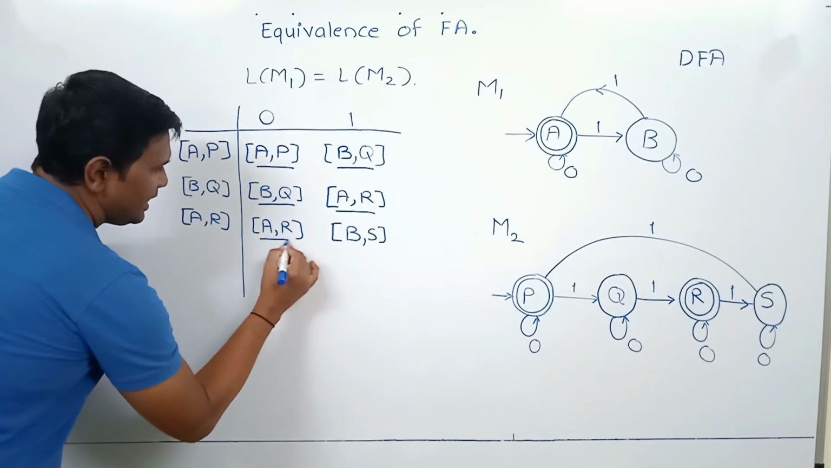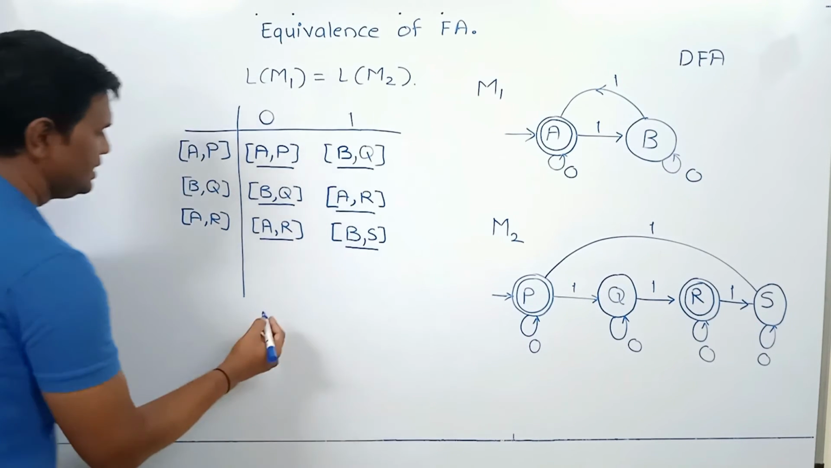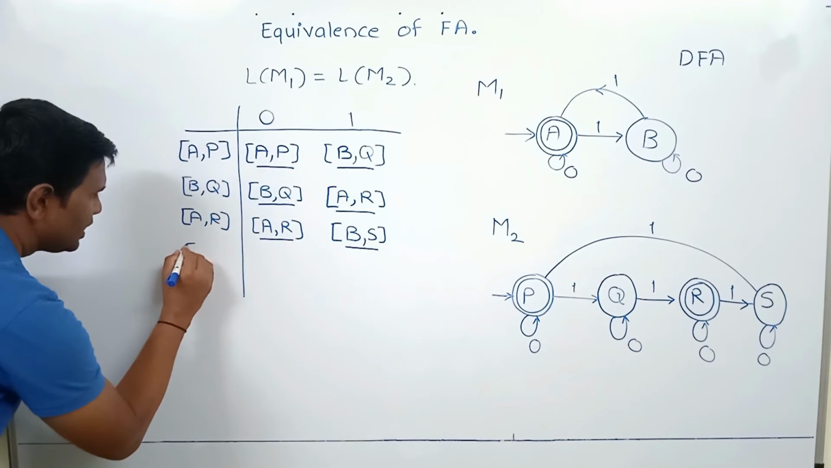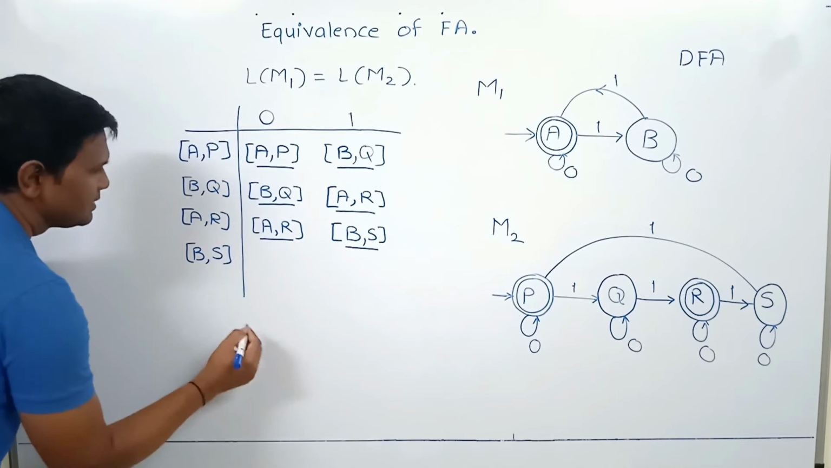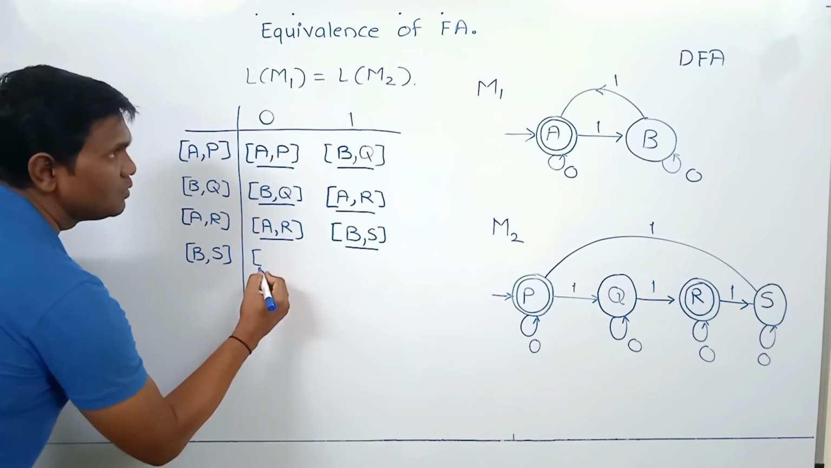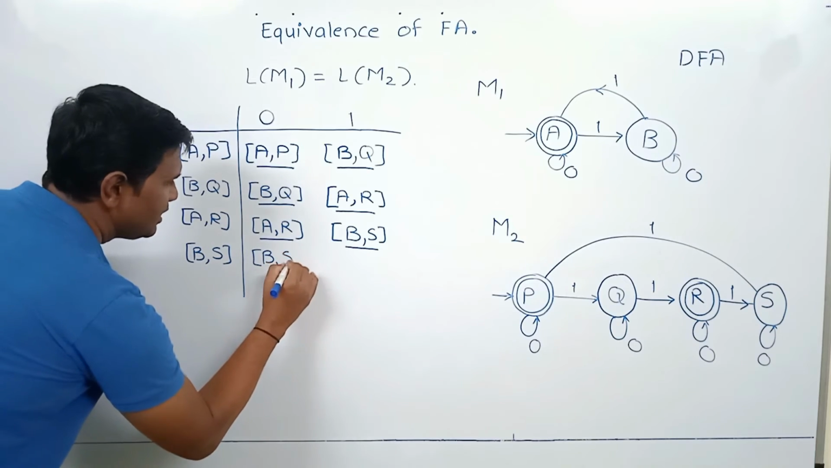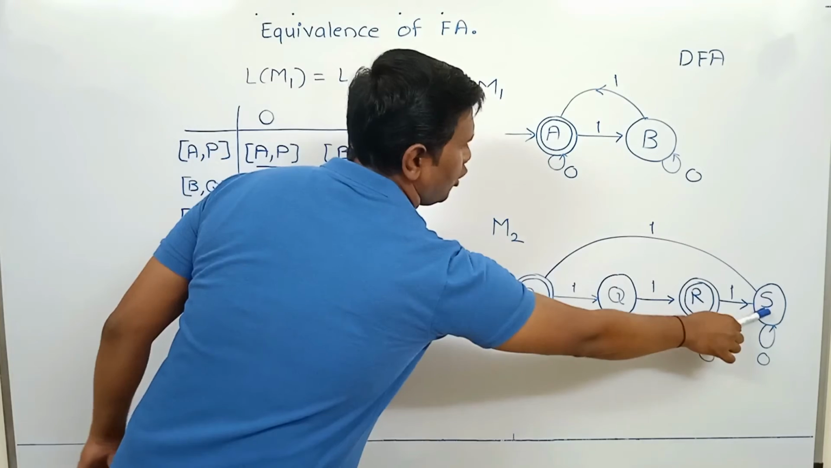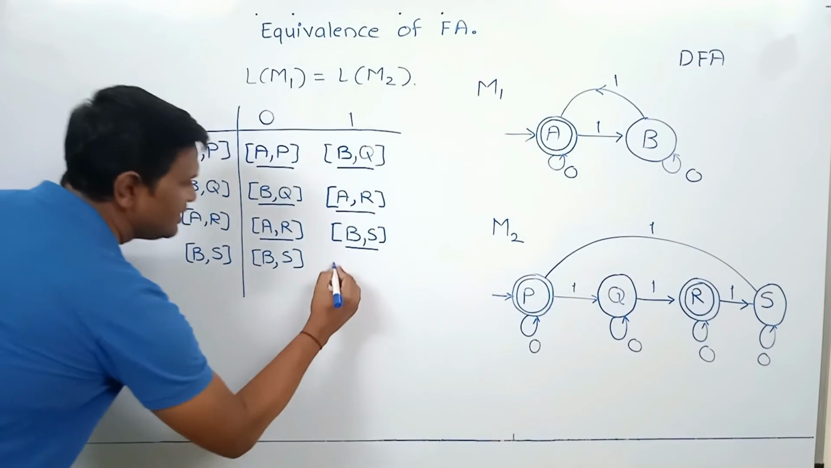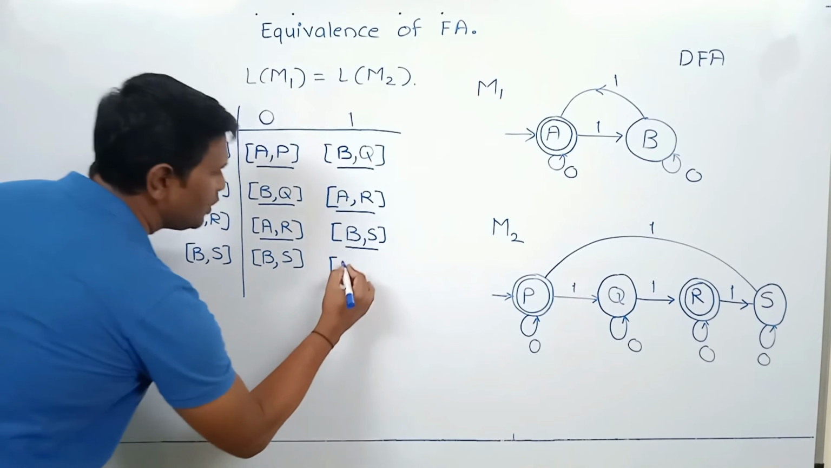Now consider this entry AR. It is already over here. BS, this is a new entry. We have to consider it over here. We have to consider transitions of B comma S. B on 0 remains in B. S on 0 remains in S. BS, non-final, non-final. Both are non-final. Consider transitions on 1. B on 1 goes to A.